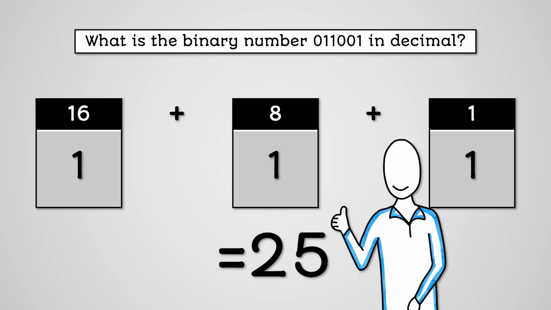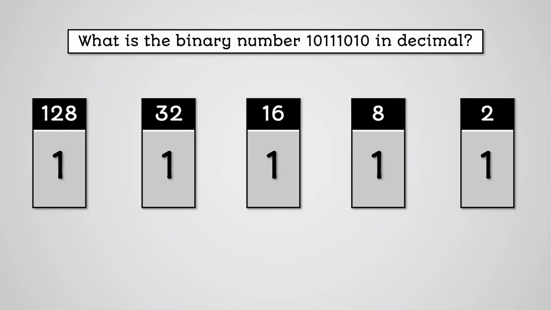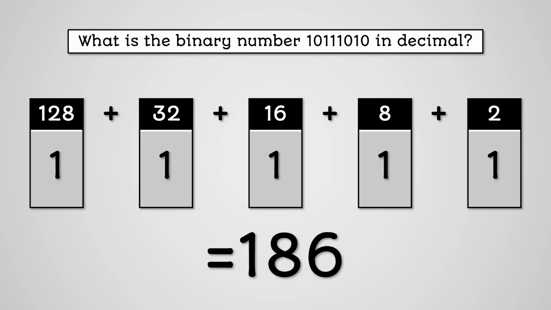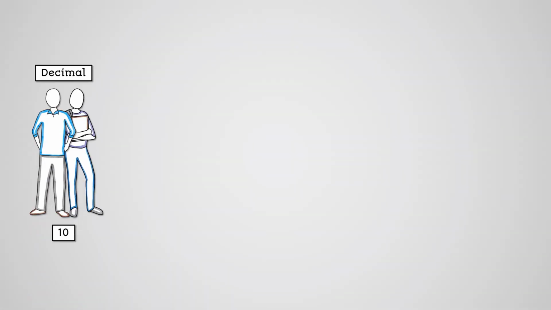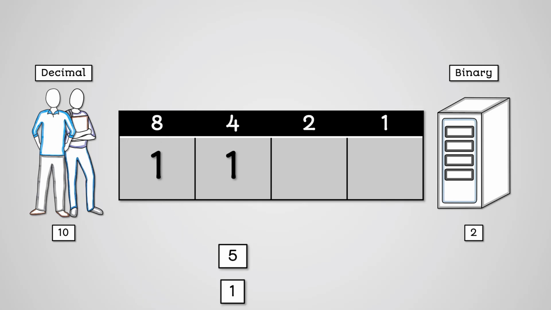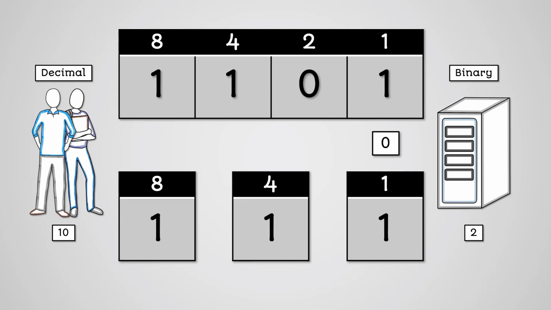This works for any number, for example 10111010. If we pick all of the 1s and add them up, 128 plus 32 plus 16 plus 8 plus 2 equals 186. So, the decimal number system is based on a counting system where columns go up by multiples of 10. The binary number system is based on a counting system where columns go up by multiples of 2. To convert decimal to binary, keep taking away until you reach 0. To convert binary to decimal, add up all the columns that contain a 1.